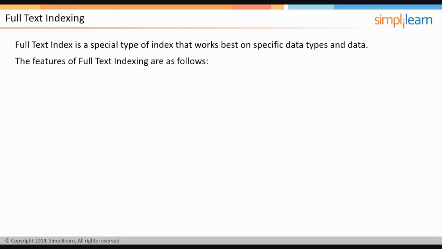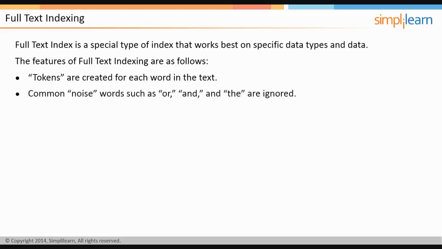FTI allows indexing of individual words within the column data instead of the entire column in one go. This is done by parsing the data within the column for each row and creating tokens for each word. Common noise words such as or, and, the, etc. are ignored. The tokens for each word are then indexed with the row positions they appear in. If a word appears more than once within a single row, even in that case only one instance of the row position is maintained.